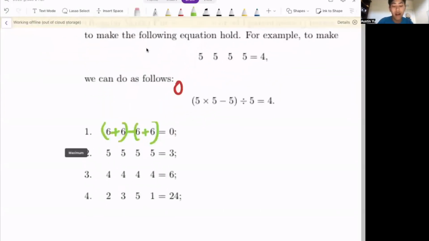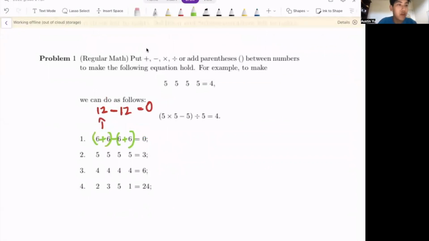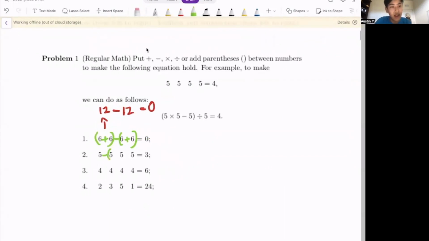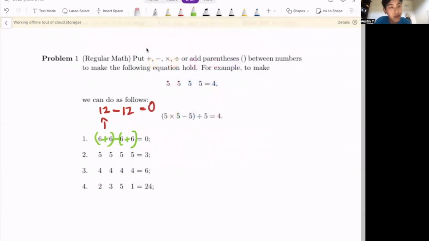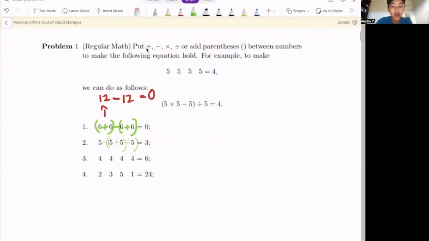4 blanks, 5 equals 3. We can do this one as 5 minus, in parentheses, and in parentheses again. Let's do this. Make it skinnier for us to see better. 5 minus, in parentheses, and in parentheses again, 5 plus 5, parentheses, divided by 5. And this will, of course, give us 3. Let's move on to the next one.